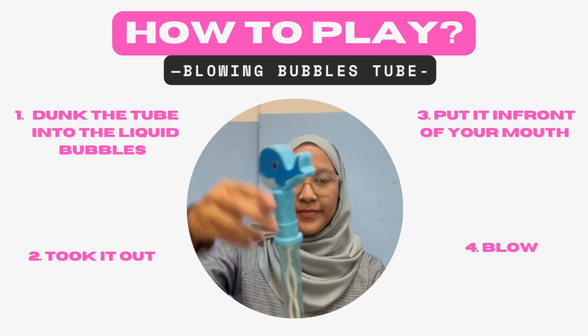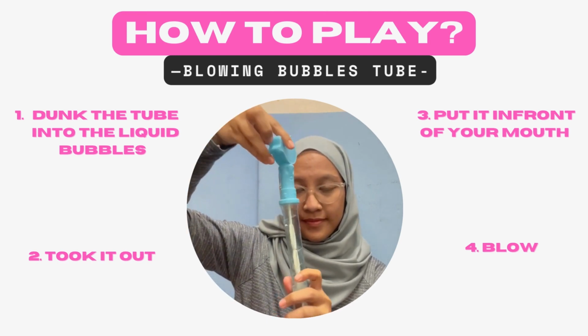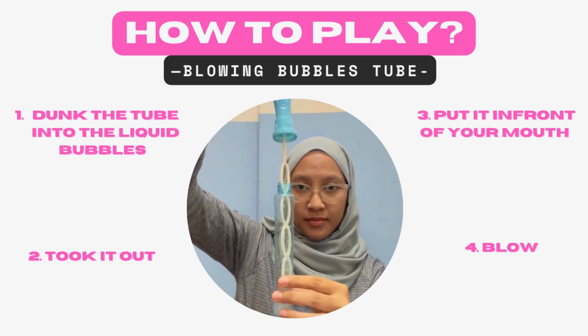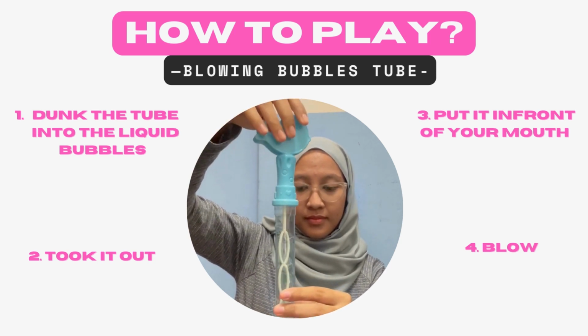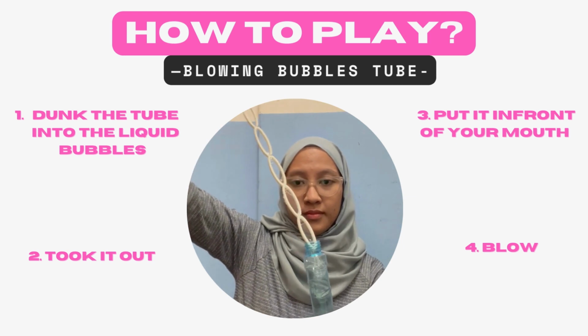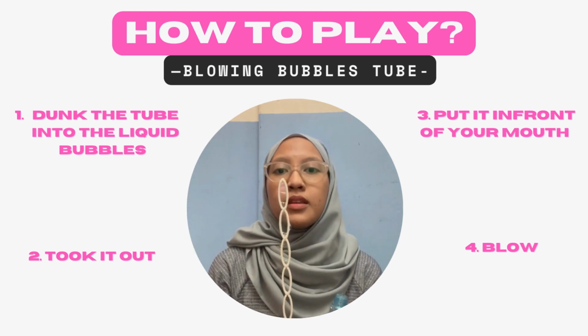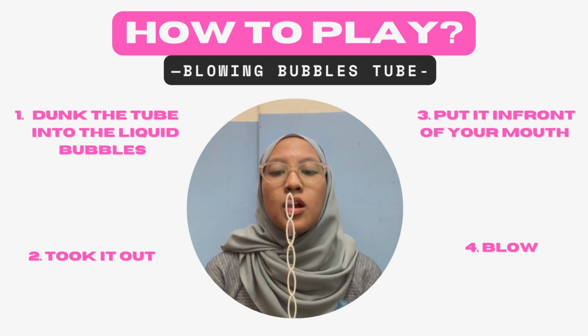These are the steps on how to play blowing bubbles tube. First, we dunk the tube into the liquid bubbles. Second, we take it out. Third, we put it in front of our mouth. And the fourth, we blow to create the bubbles.